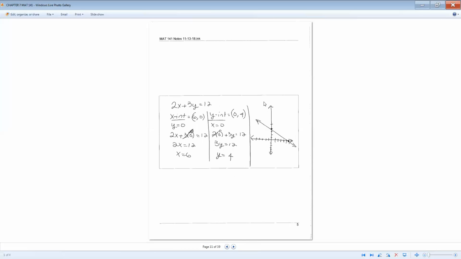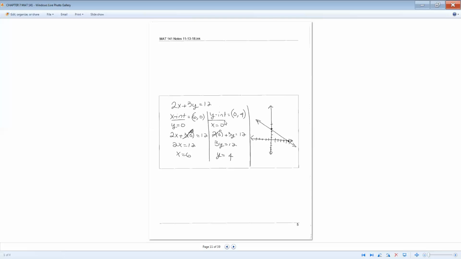So let's do an example. We have 2x plus 3y equals 12. It doesn't matter which intercept you decide to find first. Here I decided to find my x-intercept first. So if I'm looking for my x-intercept, that means y is equal to 0. Plug in 0 for y, that cancels out that term. That'll leave me with just 2x equal to 12. Then divide by 2, x is equal to 6. So when x is equal to 6, y is going to be 0 for us.